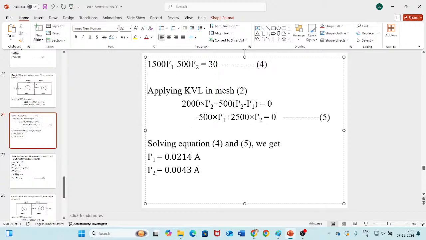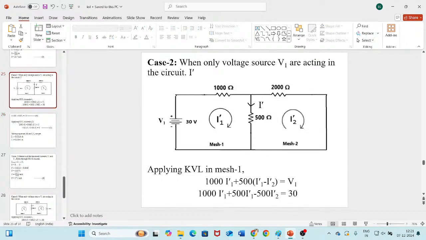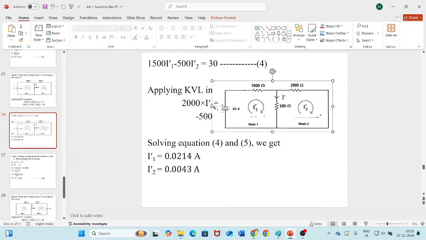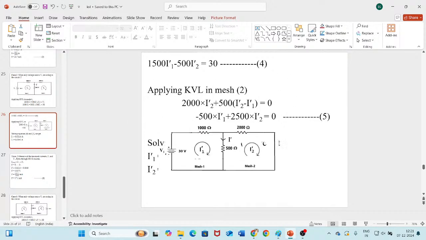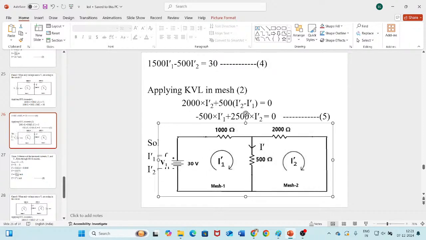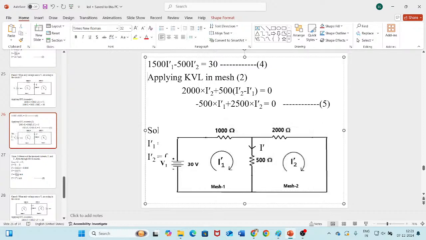Now apply KVL in mesh 2. I will just copy the circuit here so that it will be easy to understand the equations. If you apply KVL in mesh 2, how many elements are there in mesh 2? Only two elements, 2000 and 500 ohms. So only two elements are there in mesh 2.